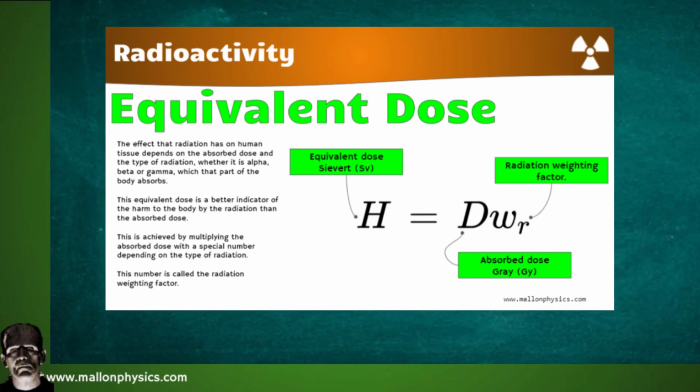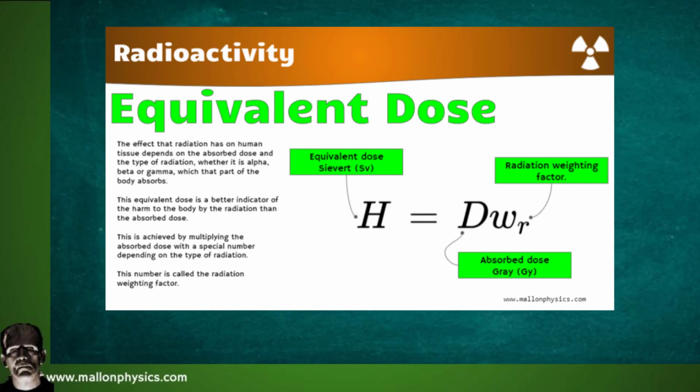The equivalent dose. The effect that radiation has on human tissue depends on the absorbed dose and the type of radiation, whether it is alpha, beta or gamma, which that part of the body absorbs. This equivalent dose is a better indicator of the harm to the body by the radiation than the absorbed dose tells us. This is achieved by multiplying the absorbed dose with a special number, depending on the type of radiation, and this number is called the radiation weighting factor.